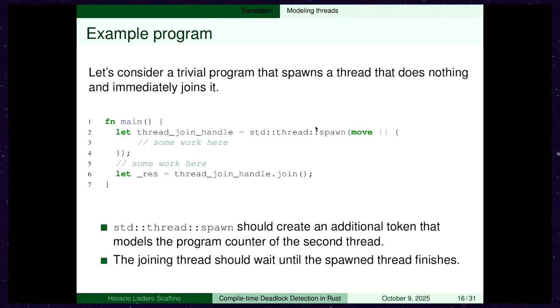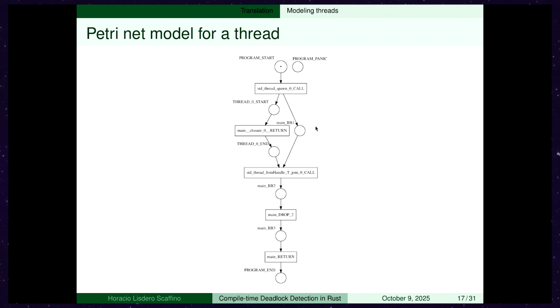So first, let's look at an example, a simple program that spawns a thread and just joins it. The thread spawn should create a second token to model that thread, and the joining thread should wait for the two threads to finish before continuing. How does it look like?